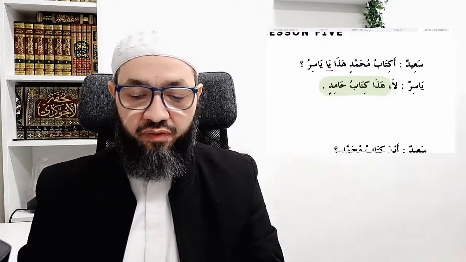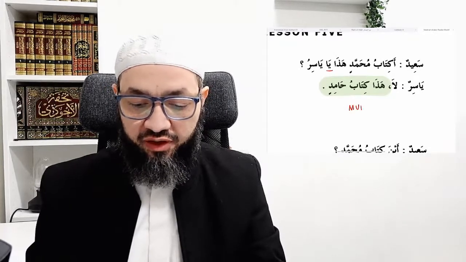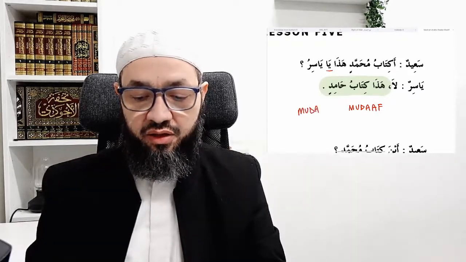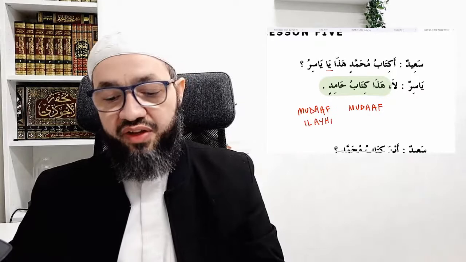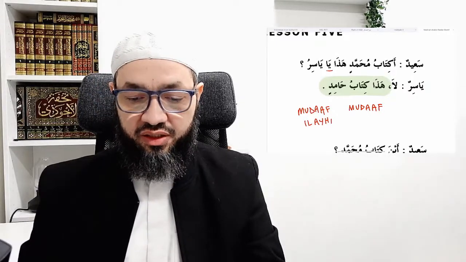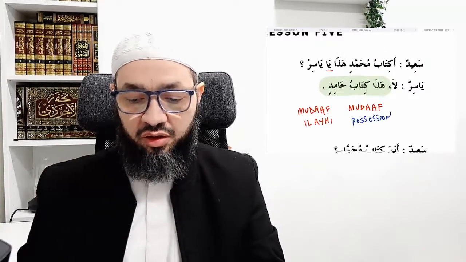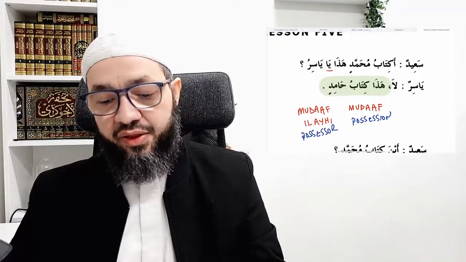So this first item, kitabu, is the possession, and in Arabic it's called the mudaf. And the second word, hamidin, is called mudaf ilayhi, and it's the possessor. So we can say, for example, to make it brief, the possession, and here we have the possessor, and that's the relationship.